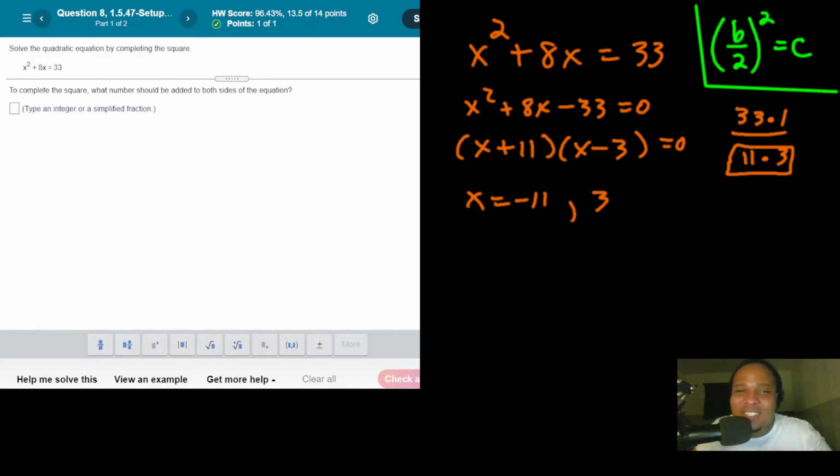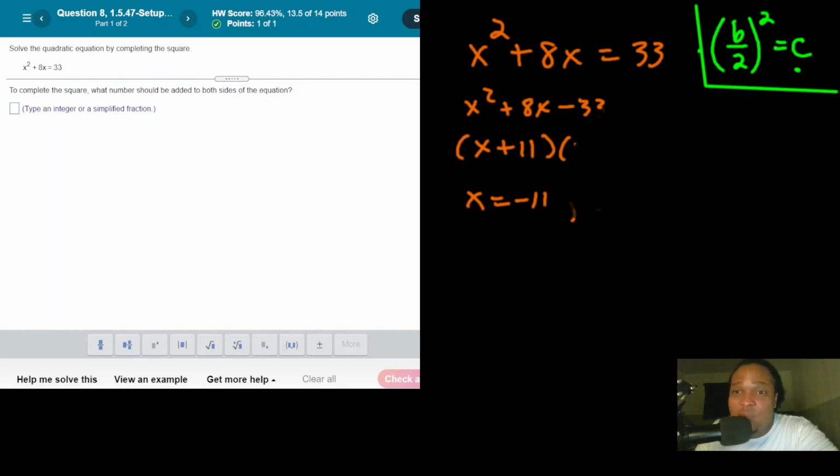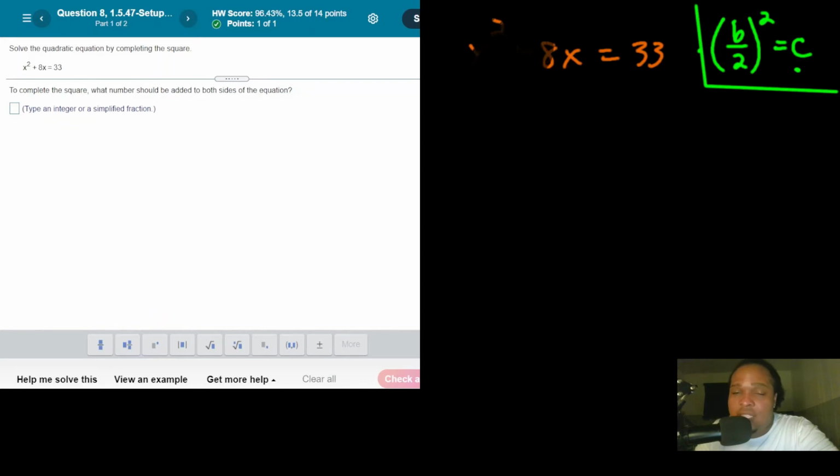I'm so quick to just jump in. This is your new c term right here. It's the number that must be added to both sides to complete the square. You need a new c term. So in order to do that, let's go ahead and erase everything for starters. That's why I should always read. But you know what? Let's consider it as practice, I guess.